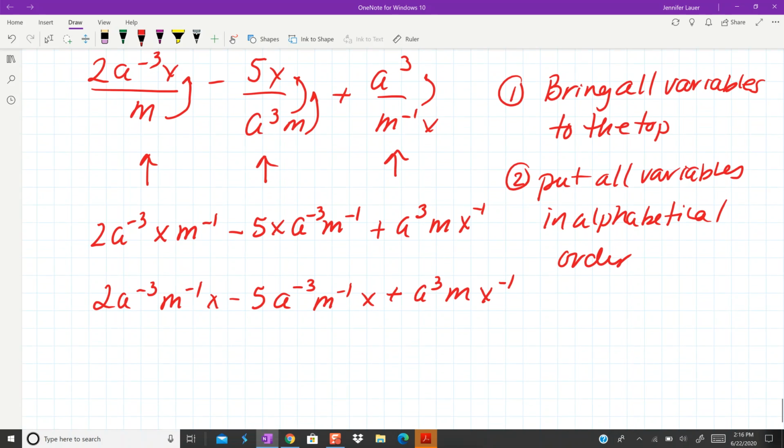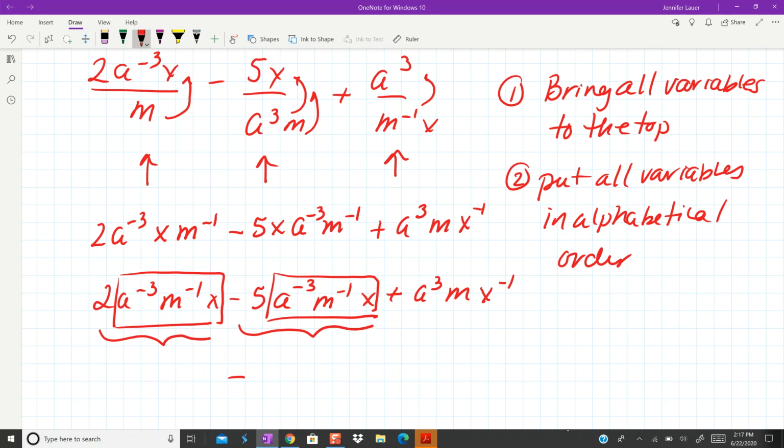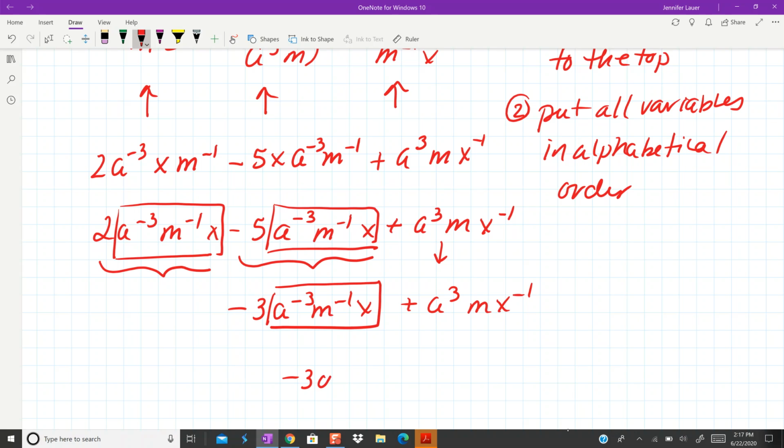Now what I can do is say, all right, which of these are like? Remember, when you're adding and subtracting like terms, you're just looking at the variables. And hopefully you can see these are exactly alike: a to the negative 3, m to the negative 1, and x. So those are like terms. I have 2 of them here, and if I subtract 5 of them here, I have negative 3 of that same term. This guy does not match. He just has to come down. And so your final answer looks like this.